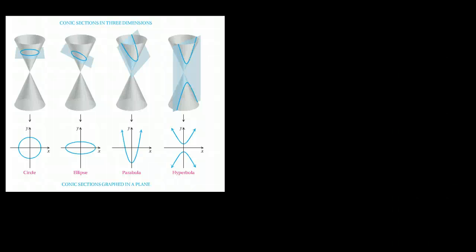Let's start our discussion about conic sections. Conic sections are the result of taking three-dimensional cones and slicing them at various angles to produce different two-dimensional figures. So these are the conic sections as they would appear in 3 dimensions.